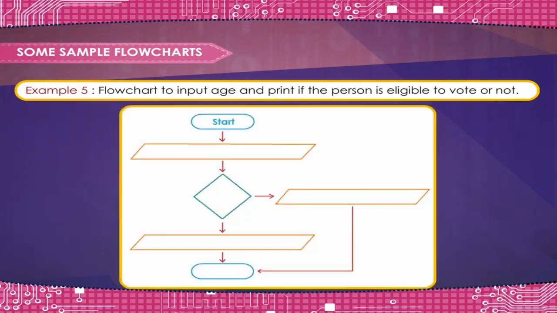Example 5. Flowchart to input age and print if the person is eligible to vote or not. Start. Input age in A. Is A greater than 18? If no, print you cannot vote. If yes, print you are eligible to vote. Stop.